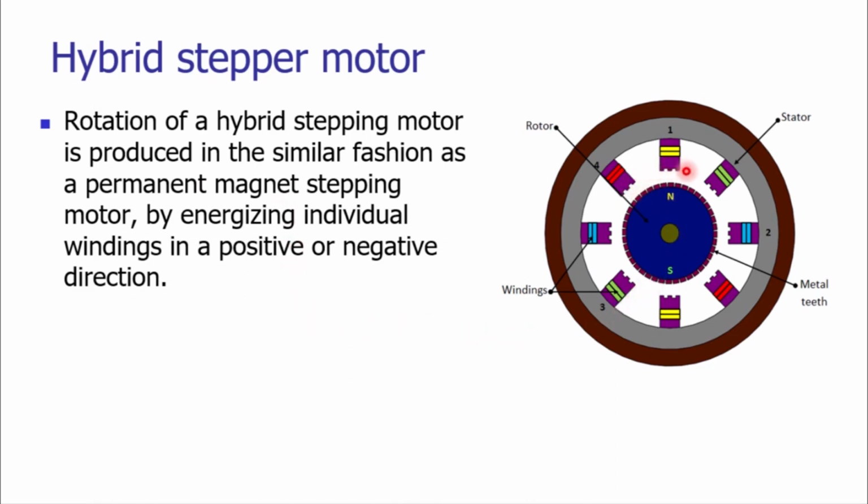Here as well, we are energizing the individual windings in a sequential manner, and as the windings are getting energized, as the north and south poles are getting developed, the rotor will rotate to get aligned to the opposite magnetic poles. We have already seen how exactly the permanent magnet rotates due to the sequential energizing of the poles.